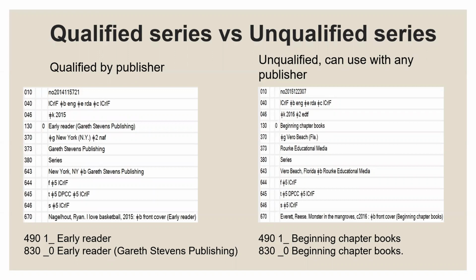So I did put some examples on the bottom of if I have an early reader by Gareth Stevens. So your authority record, your bib record in your 8XX is going to be exactly what's in the 1XX. So in the case on the left for the Gareth Stevens Publishing, my 830 is going to actually also have Gareth Stevens Publishing. My 490 does not, because in a 490 you don't put qualifying information. Then for the unqualified, I'm just going to have it the way that we always thought of it, as just beginning chapter books, which my 830 is, regardless of who my publisher is.